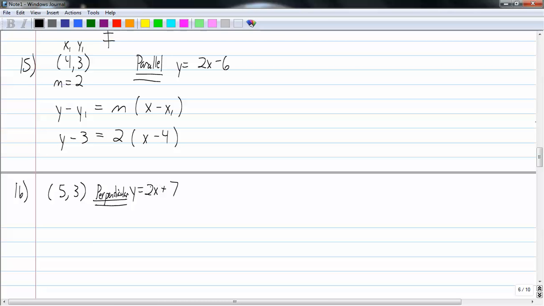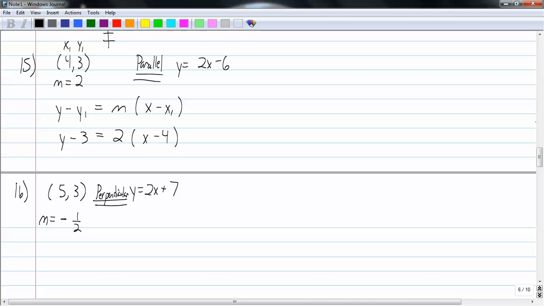So this given line has a slope of 2. So my line that's perpendicular to that, opposite means the opposite sign, so negative. The reciprocal of 2 is 1 over 2. So my new line is going to have a slope of negative 1/2.